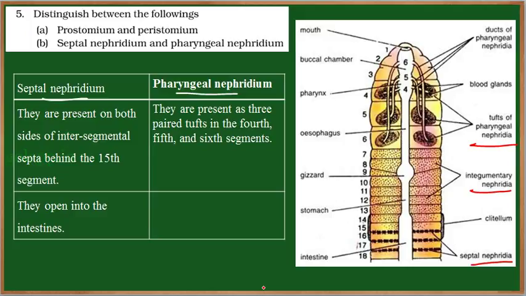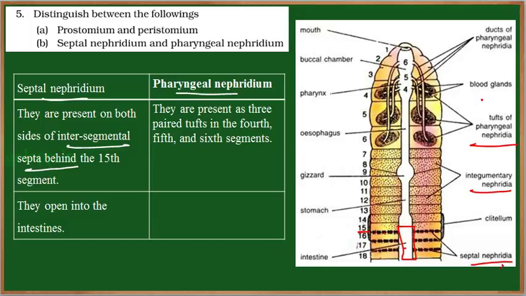Now, based on the location where they are present, they have been classified into different types. Coming to the septal nephridia, they are present on either side of the intersegmental septa, behind the 15th segment. Behind the 15th segment, we can see three pairs of septal nephridia. This nephridia opens into the intestine. So, this is the intestine, and the nephridia open into the intestine.